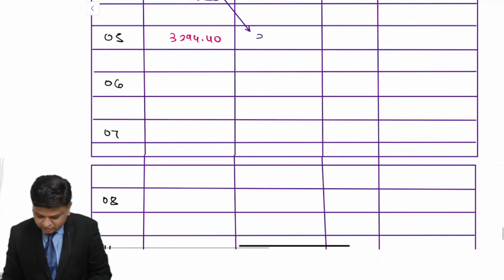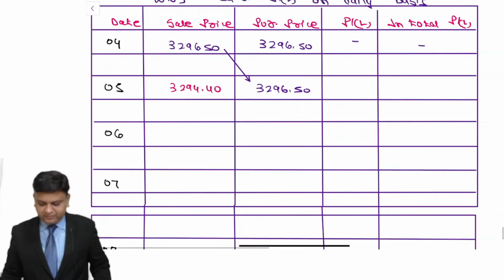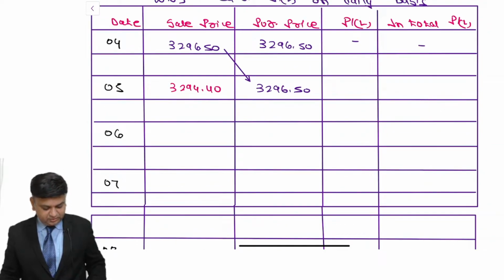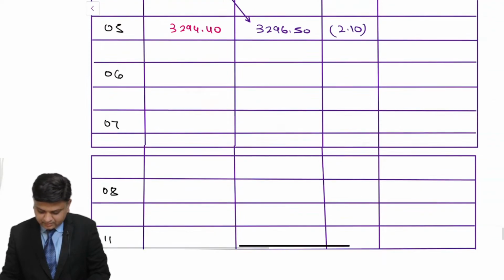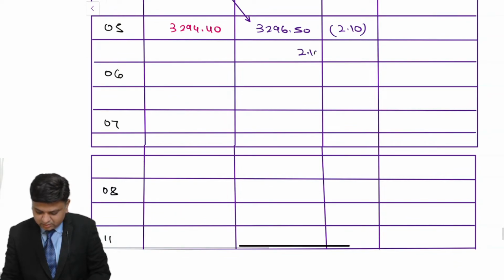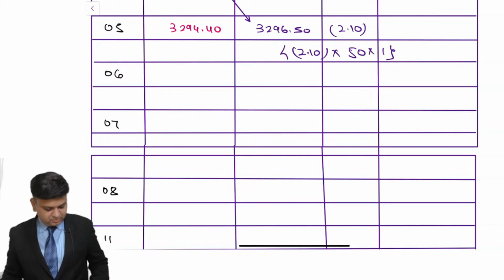So the difference of both of them is the profit or loss that you will have. 3294.4 minus 3296.5. So there is a loss of 2 rupees 10 paise. Lot size is provided as 50 and number of contracts is 1. So the amount of the loss is 105.